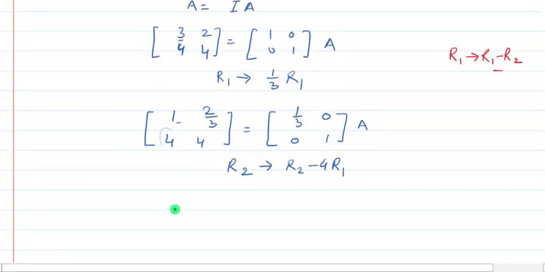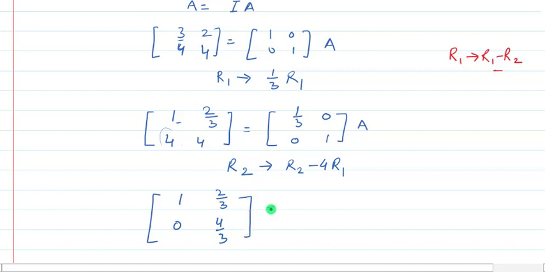So after applying this, we are having 1, 2 by 3 in the first row, no change. In the second row, we are getting 0 over here because 4 minus 4 times 1 is 0. And now let me simplify this thing. 4 minus 4 times 2 by 3. We are getting 4 minus 8 by 3. It means we are left with 4 upon 3.